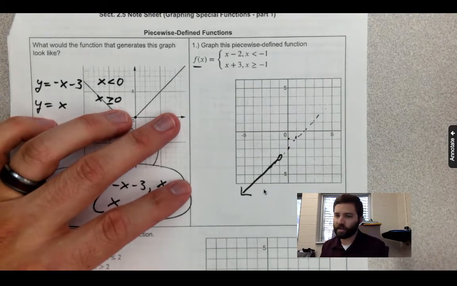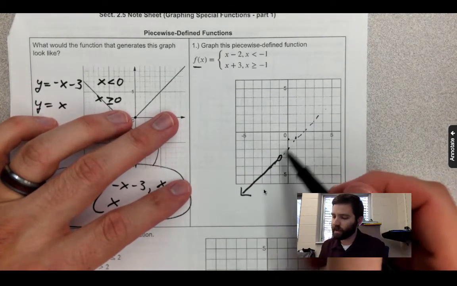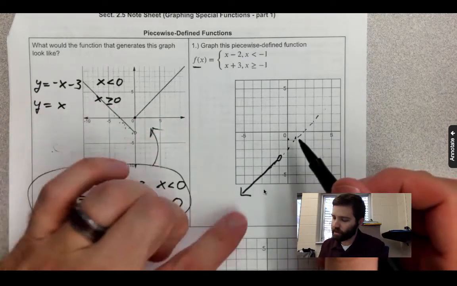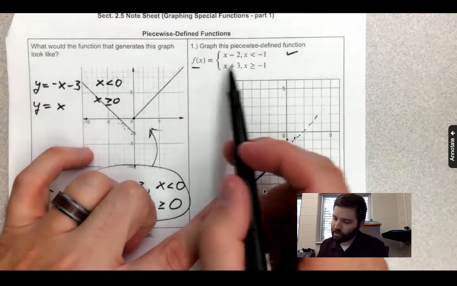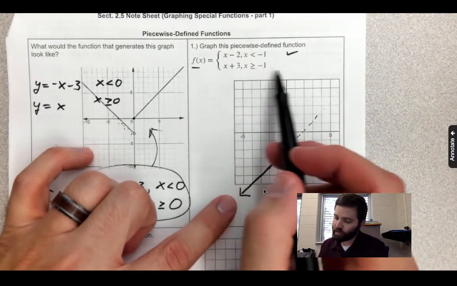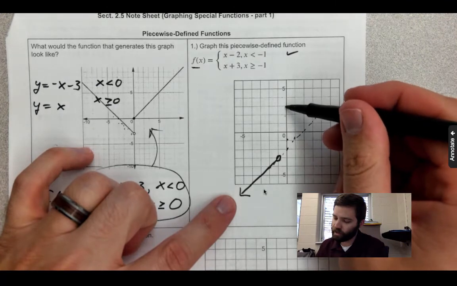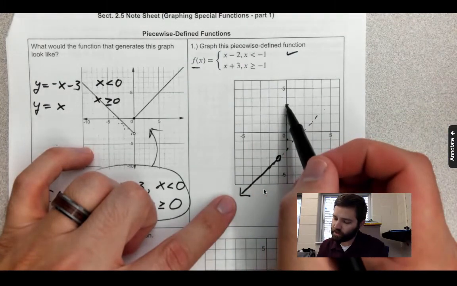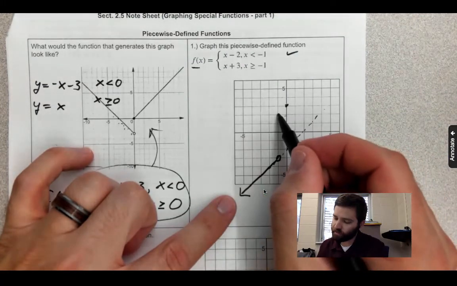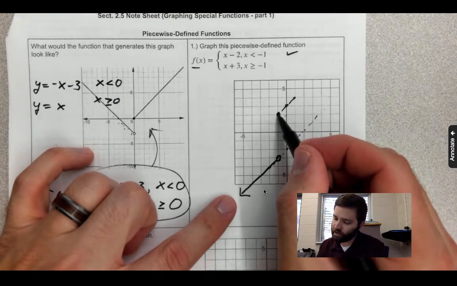Now, I'm trying to do this in pen so that you can see it easily on the camera. The best thing to do is to do it in pencil and then erase the parts that you don't need. All right, but anyway, so that's the first part. So we got that. And then let's go to the second part, x plus 3, x greater than -1. So again, x plus 3 would be up 1, 2, 3. 1, 2, 3, yep, so right here. And then only when x is greater than or equal to -1. And it has a slope of 1. So it'll look like this, and be a solid dot here.